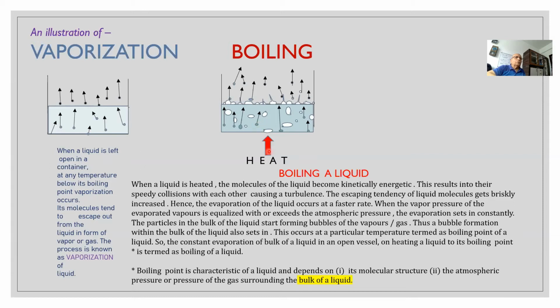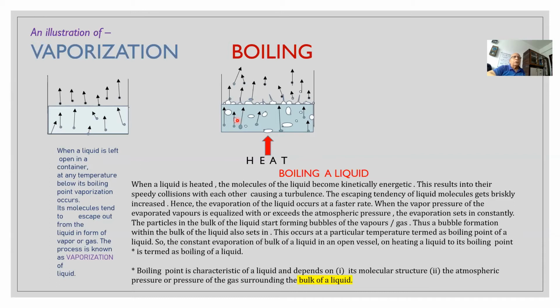Why? Because they get thermal energy. We are providing heat, and the molecules utilize this thermal energy. We understand what thermal energy is. We have already discussed it in class 11. So, as we are heating it and increasing the temperature, gradually the particles, the molecules of the liquid, gain this energy in the form of thermal energy.